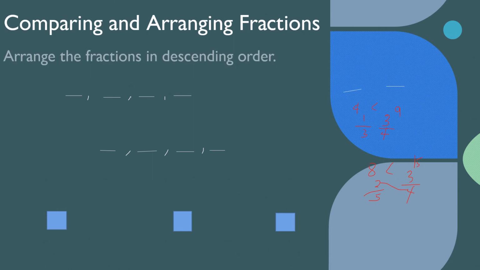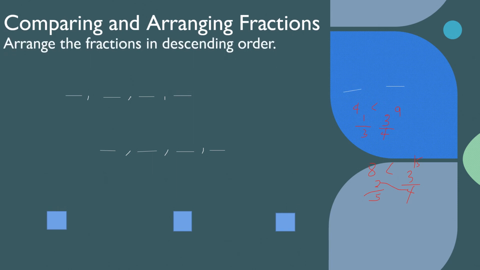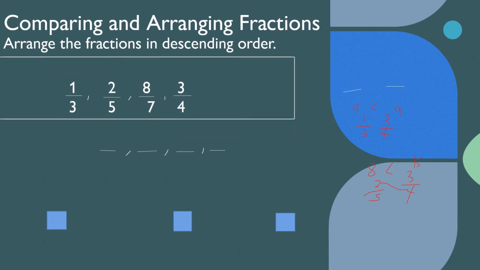Okay, now, paano naman ito? I-arrange natin yung fractions in descending order. Mula sa malaki, papunta sa maliit na fraction. So, ayan, mayroon akong 4 na fractions dito na magkakaiba ang denominators, magkakaiba din ang numerators. So, paano ko kaya i-arrange yan? Paano ko kaya i-compare muna?